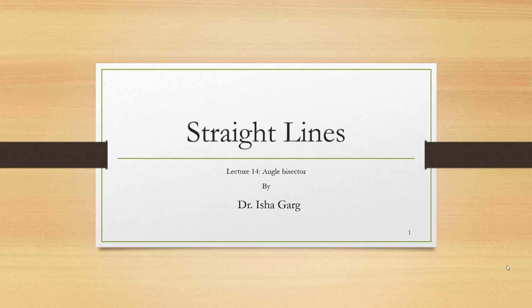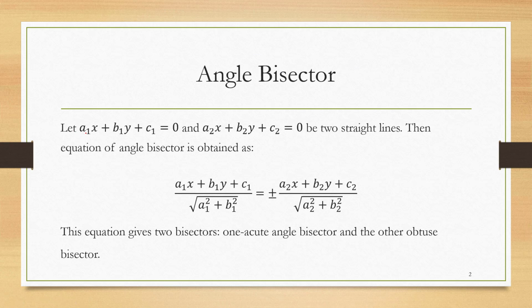In this lecture, we are going to discuss the equations of angle bisectors. Let us have two lines a1x plus b1y plus c1 equal to 0 and a2x plus b2y plus c2 equal to 0, such that they intersect at one point and then they will have some angle in between them. So the angle bisector is that line which divides this angle into two equal parts.